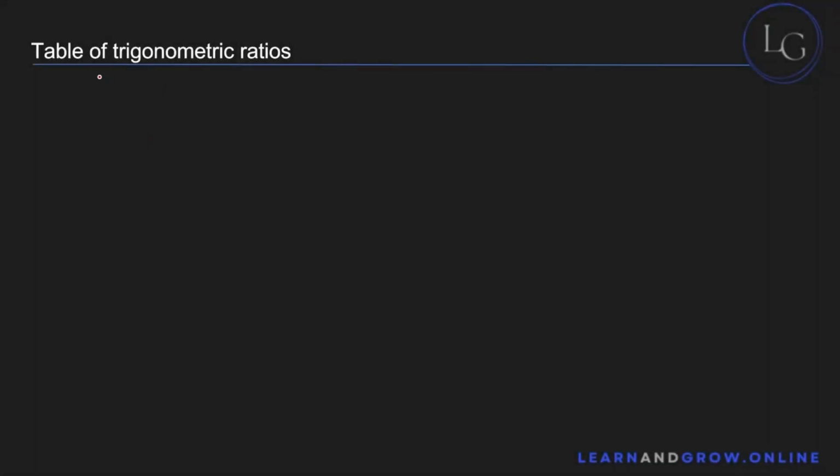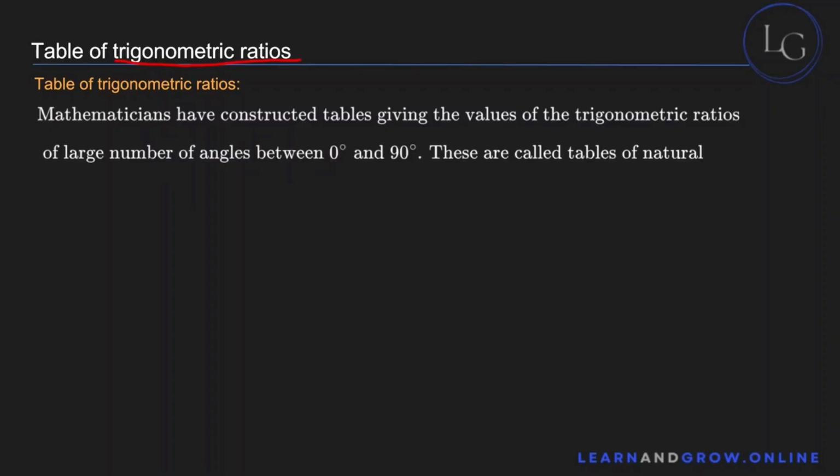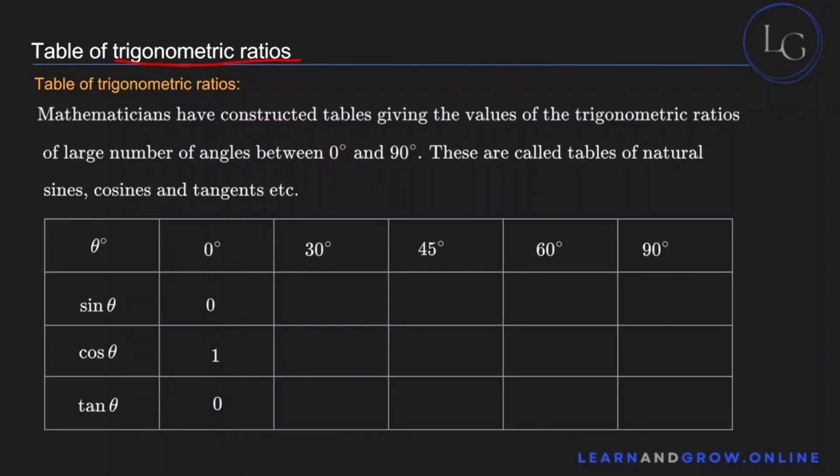Now let's start this chapter off with the basic table of trigonometric ratios. Basically, what this means is that mathematicians have constructed tables giving the values of the trigonometric ratios of a large number of angles between 0 and 90 degrees, and these are called the tables of natural sines, cosines, and tangents. So these are the basic trigonometric functions we deal with, and we can construct the other ones by using them.